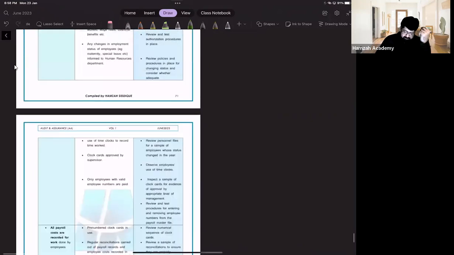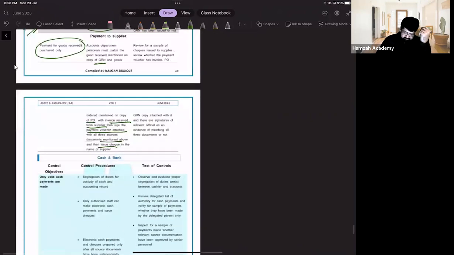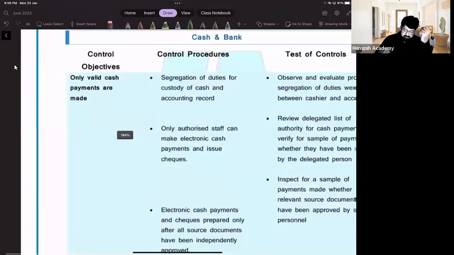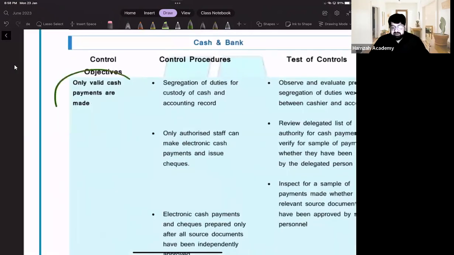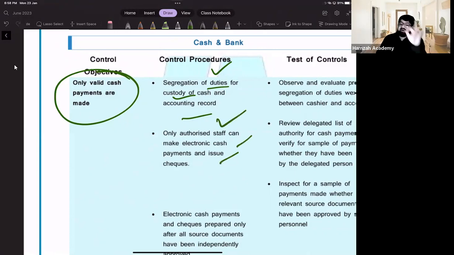Okay. Come to the cash and bank. Only valid cash payments are made, not any fraudulent payment. So segregation of duties for custody of cash and accounting records. First of all, because if the same person is holding cash and the same person is maintaining accounts, he will manipulate. He will withdraw cash. Only authorized staff, specific person, not everyone.